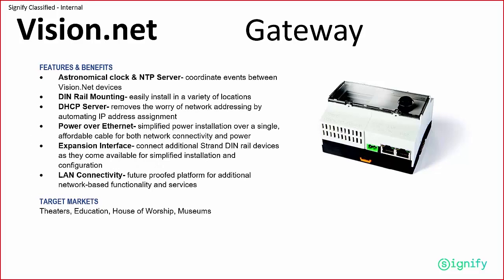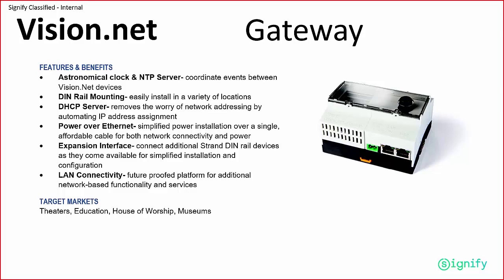Okay, so with the gateway, some of the features and benefits: it is power over Ethernet. It does have the astronomical clock and the NTP server. It is DIN rail mounted. If you need, you can use an external power supply. It would plug into the green power port that is shown there. There are 2 network interface cards on this. Being that it's DIN rail mounted, this also is engineered to be expandable. It's a little hard to see on this image, but there's a connection port on the side.